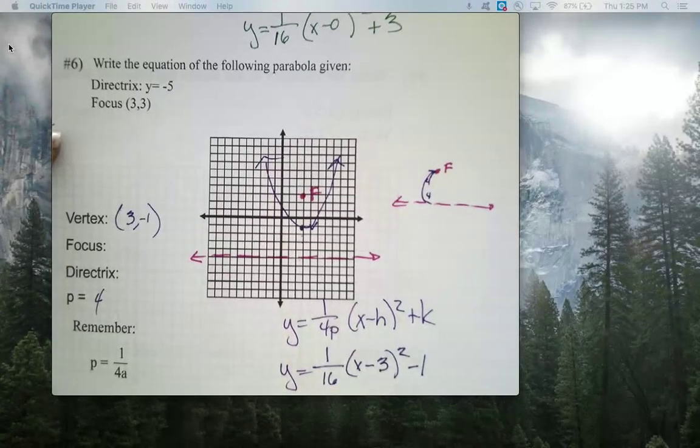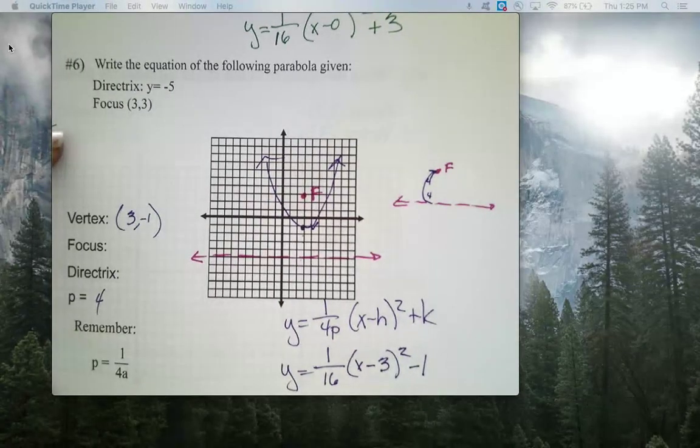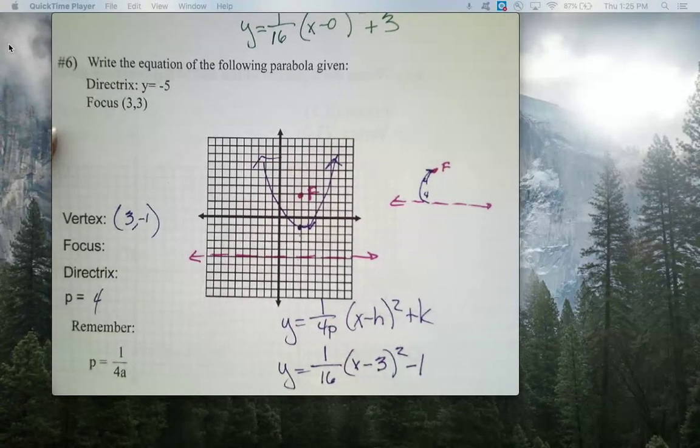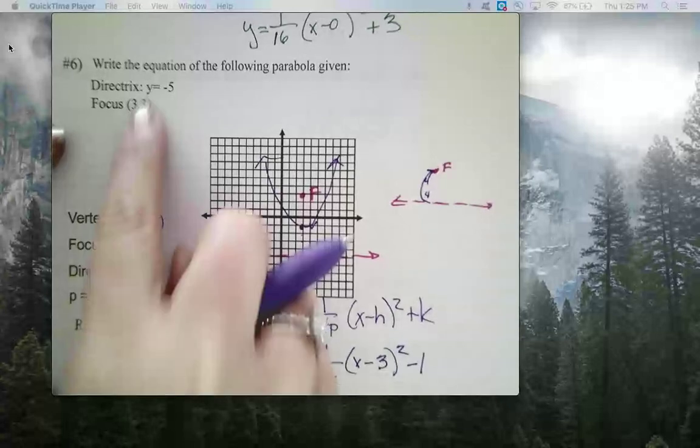Yeah, go ahead. This way is better. You like it like this one? Okay, it just depends, right? It depends if they give you, and it's going to depend in June, do they give you the equation or do they give you pieces?